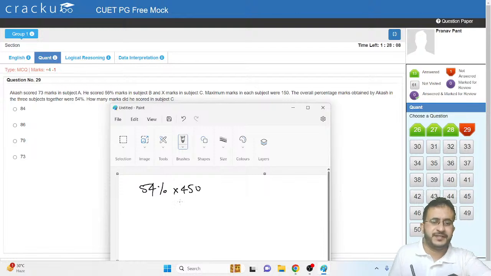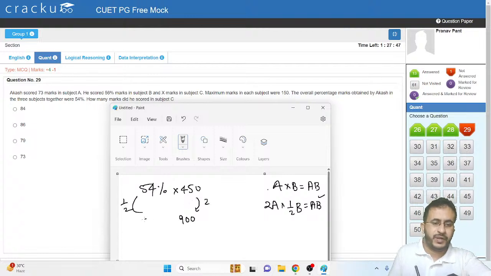If I have a product of a and b, the answer is ab. If I take 2a into half of b, the answer is still ab. I'm concerned with the product. I'm not concerned with what the numbers are. If I take double of it, I can make it 900, and half of it I get 27. So 27% into 900. So 9 into 27, 243.